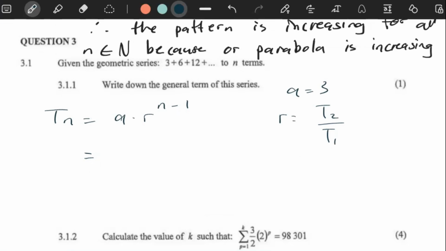pretty straightforward. To get R, we know that it is just going to be 6 divided by 3 in this situation, which is just going to give us a 2. So 6 divided by 3, it is a 2. That's the value of R. So our general term here is 3 multiplied by 2 to the power of n minus 1.